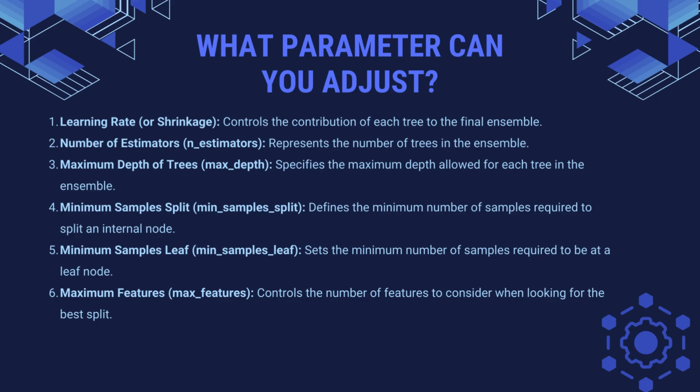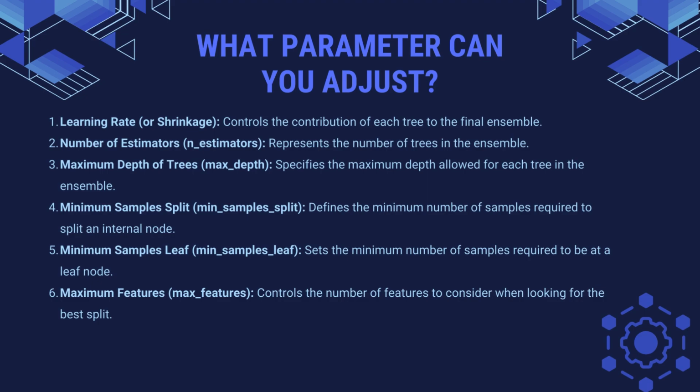Parameters such as minimum sample split and minimum samples leaf regulate the complexity of the trees by specifying the minimum number of samples required for node splitting and leaf formation, respectively. By increasing these parameters, the model tends to generalize better and mitigate overfitting. Finally, limiting the number of features considered for splitting via the max features parameter can aid in preventing overfitting, especially in datasets with high dimensionality.